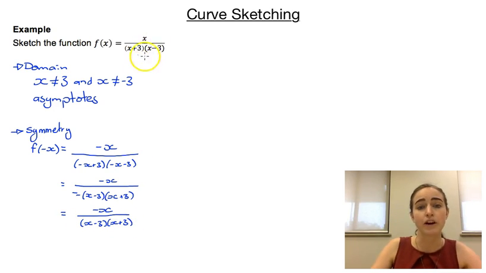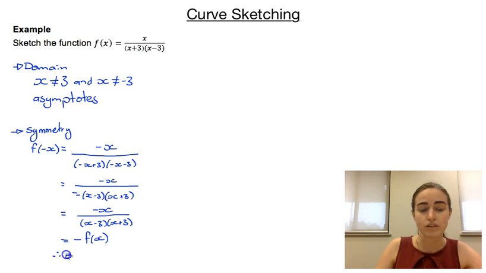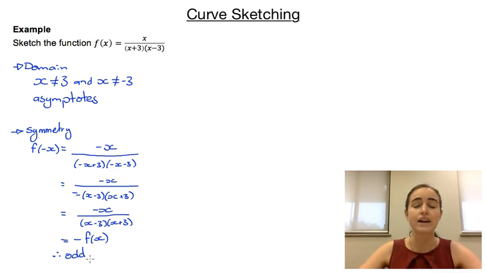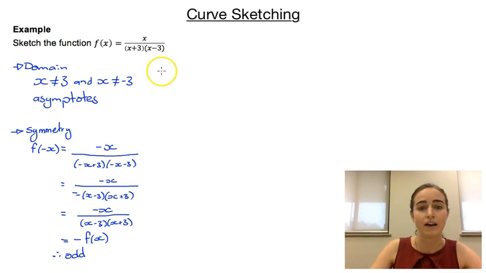Now if we compare that to our original, we've got an x minus 3 and an x plus 3 in the denominator, even though they're backwards. But instead of an x, we have a minus x. So that means that this is equal to minus f of x, which means therefore it's an odd function, which means it has rotational symmetry about the origin.